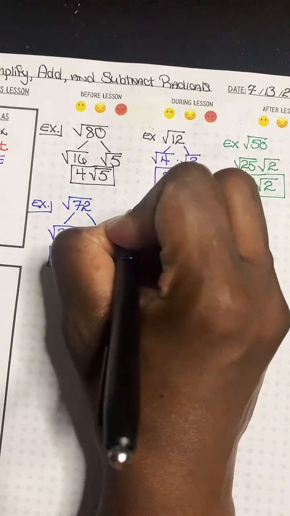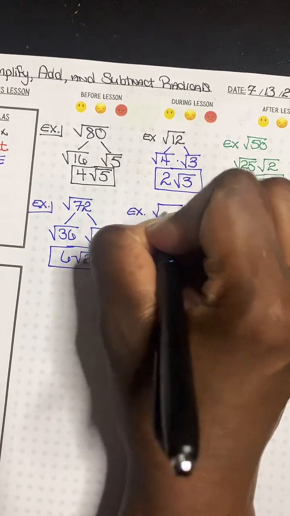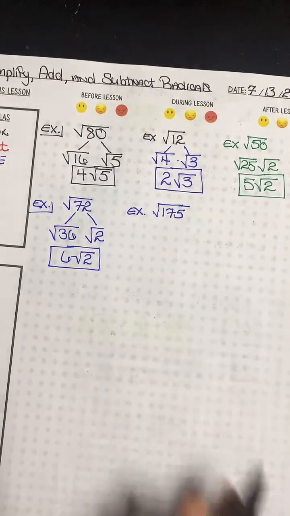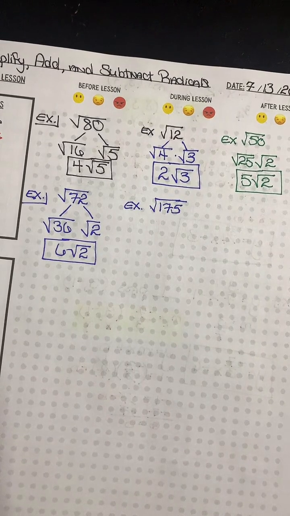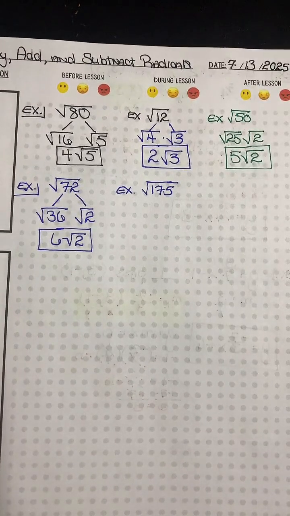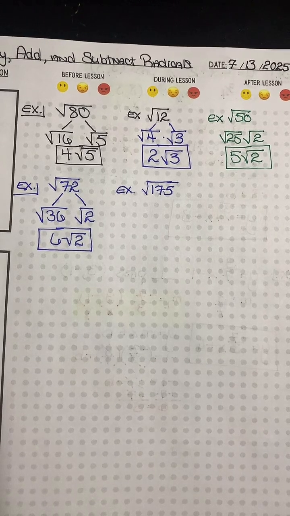Now, let's try this one. Square root of 175. Square root of 175. Okay. What do we got? Square root of 175. All right. Hey, Janice, how are you? All right, square root of 175. What do we got here?